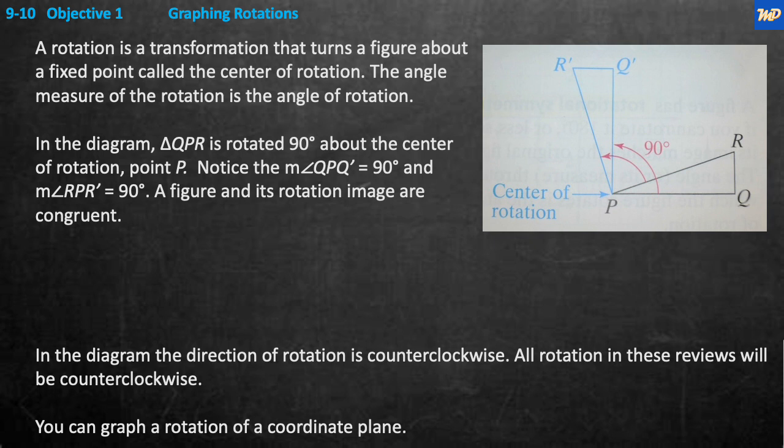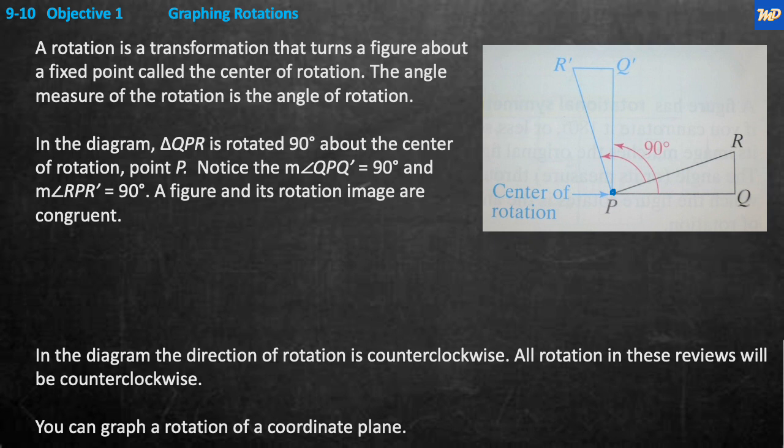A figure and its rotation image are congruent. In the diagram, the direction of rotation is counterclockwise. All rotations in these reviews will be counterclockwise. And you can graph a rotation on a coordinate plane. We started off with this figure right here, and it's being rotated around this point P. They've taken Q and R and shifted each line. So line PQ goes 90 degrees. You see a nice little right angle there. And PR is also rotated 90 degrees.